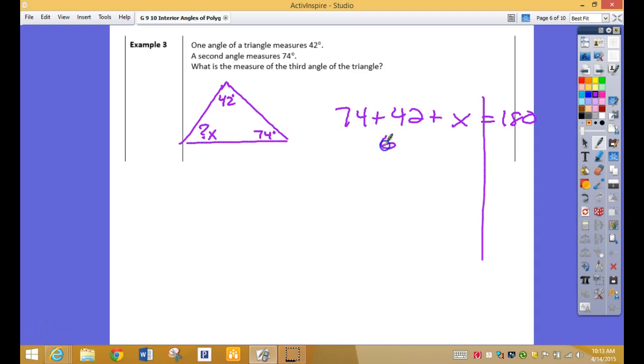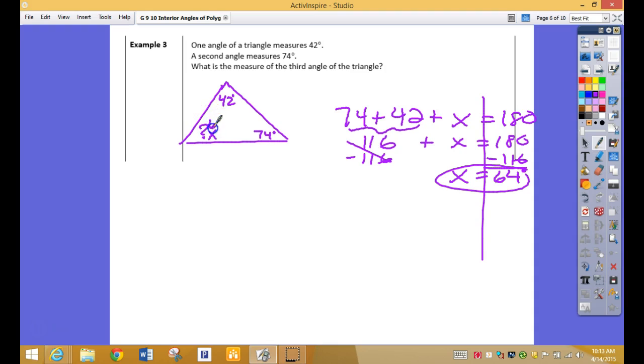So, what does this equal? Combine like terms: 116 plus x equals 180. Subtract the 116. What does x equal? 64 degrees. And before you go on to your next problem, you always add the three to make sure they're exactly what? 180. Do those three, 64, 42, and 74, equal 180? Yes. So then we know we did it correctly.